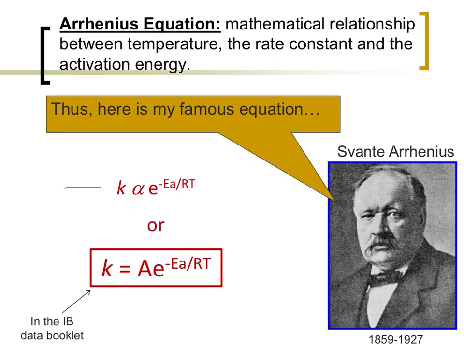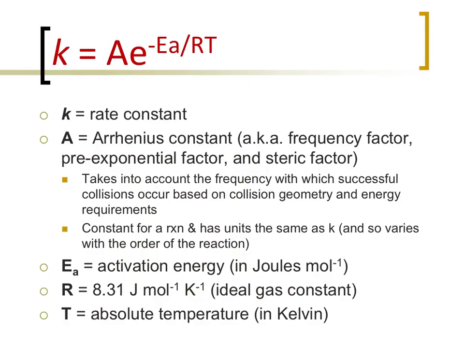So the first thing that you see here is the proportion. Remember, the alpha symbol just basically means directly proportional to. So K is proportional to e raised to the negative activation energy over RT. And the actual equation, if you use Arrhenius's constant, is that K is equal to Arrhenius's constant times this little relationship here, e raised to the negative Ea over RT. So let's look at what each little factor means.